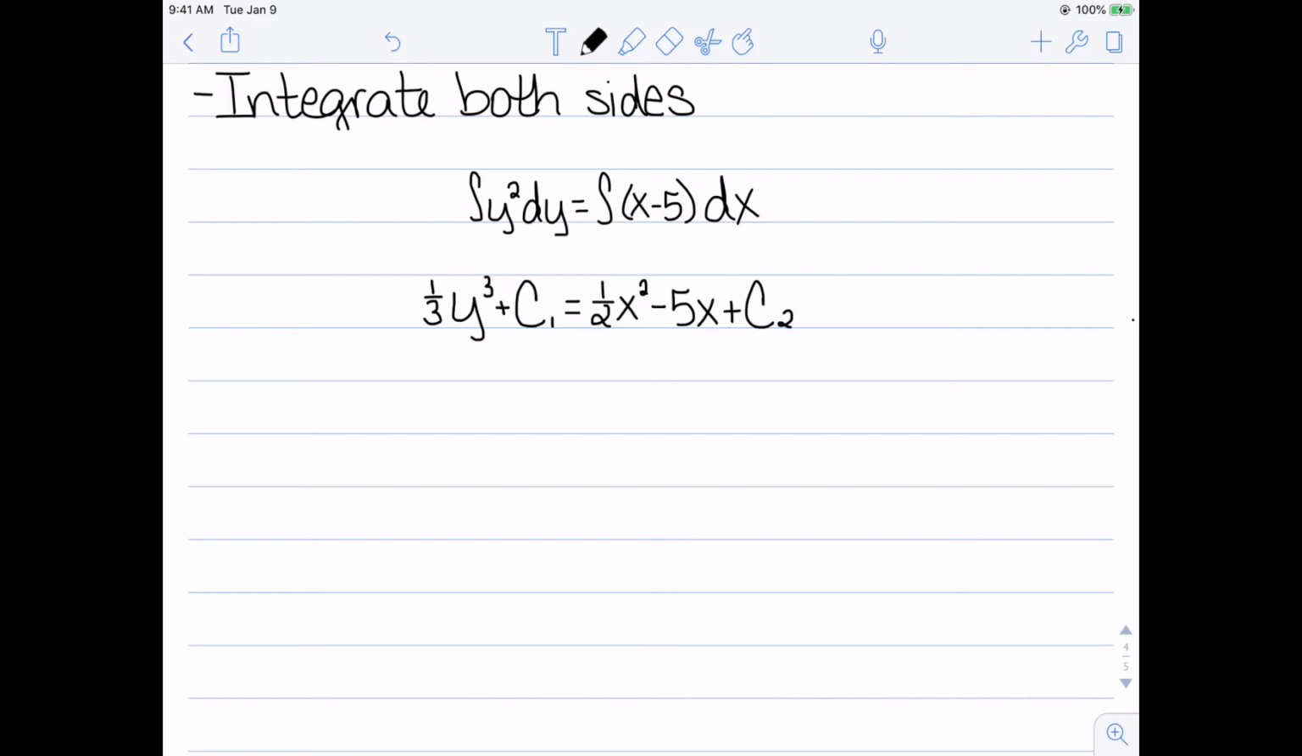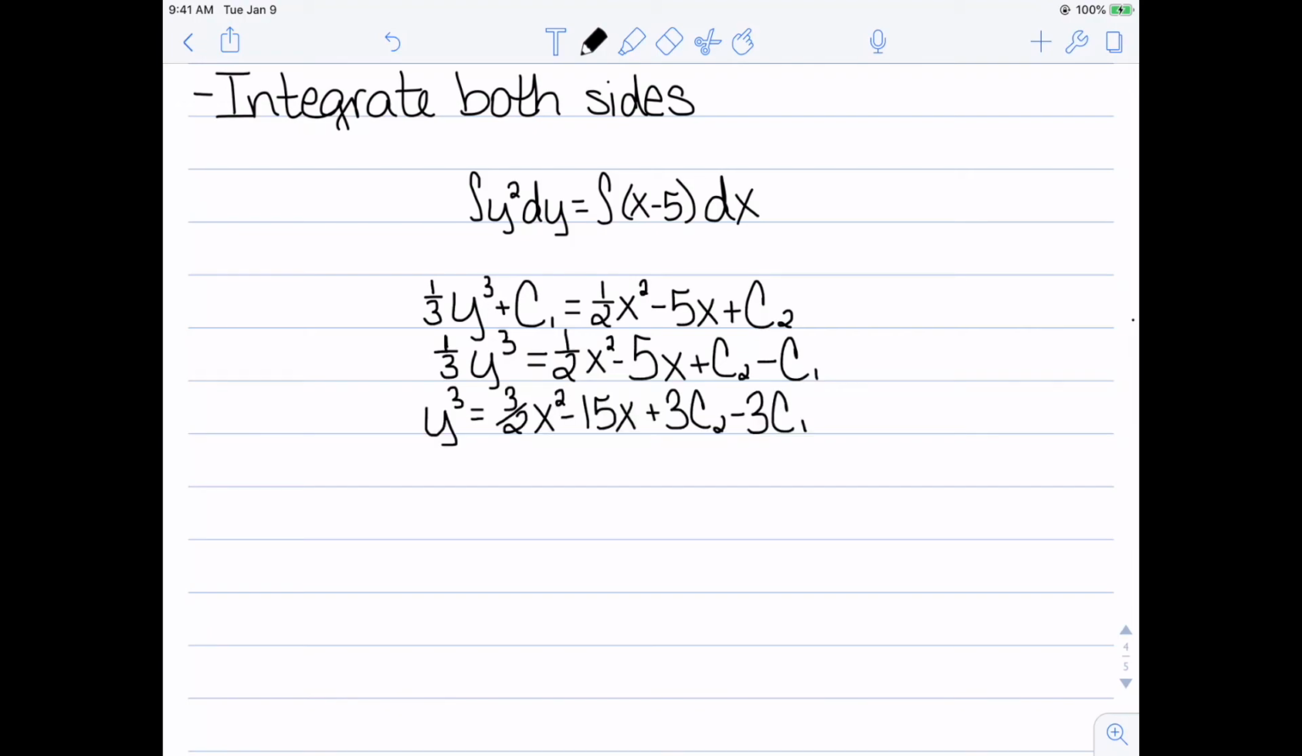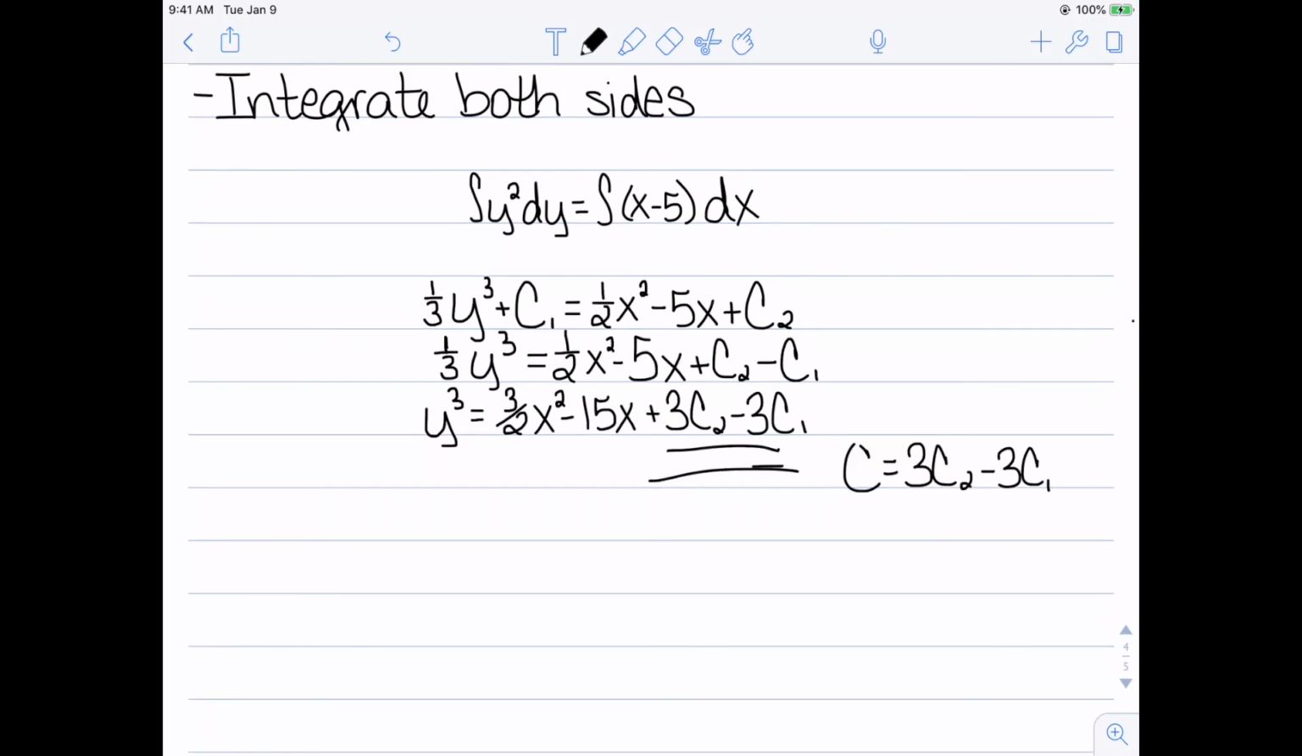From here, we actually want to solve for y. So I want to be able to get y equal to something for my solution. So we start by subtracting c1 from both sides. I then multiply both sides by 3 to get 3/2 x squared minus 15x plus 3c2 minus 3c1. It's important to realize that this thing right here is still a constant. So as a result, I'm just going to write c to mean 3c2 minus 3c1.